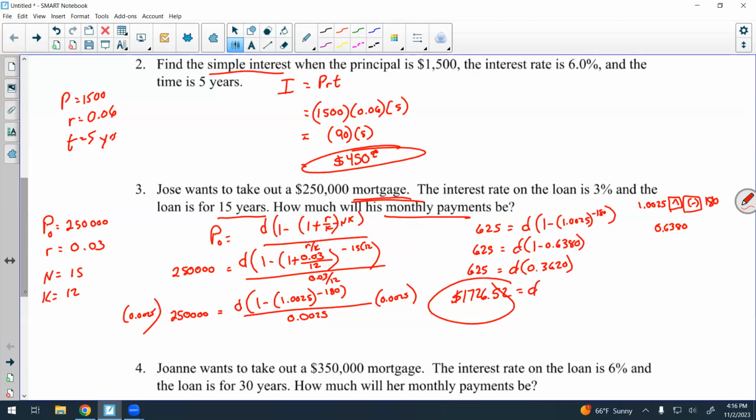But you divided the 625 by 0.3? I'm sorry? You divided the 625 by 0.362. Yes. Of course, those of us that have mortgages know that that's not the actual mortgage payment.